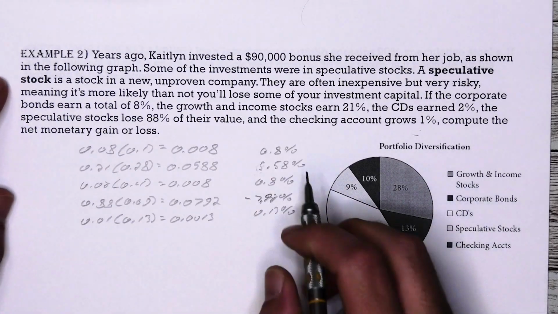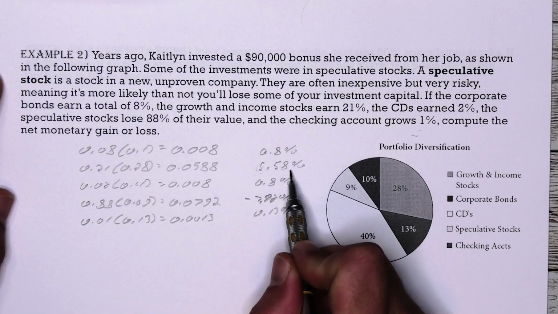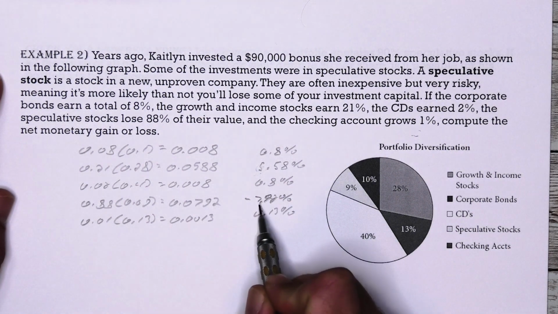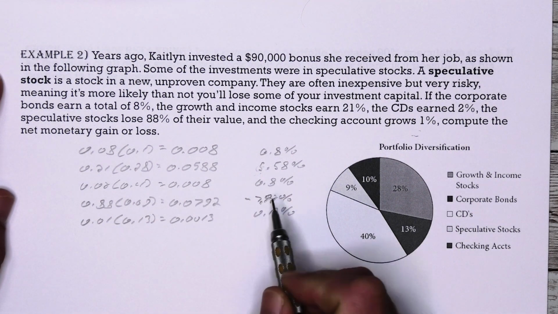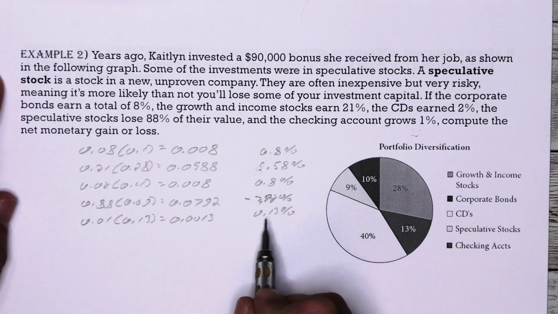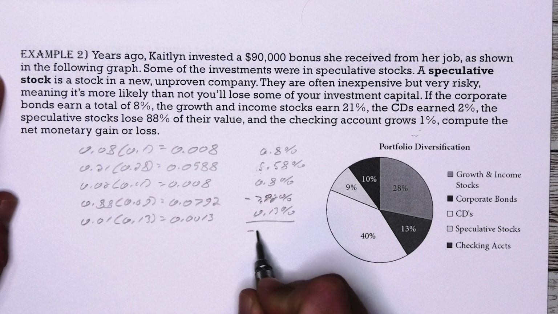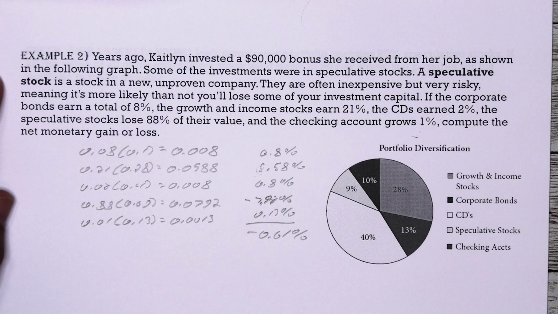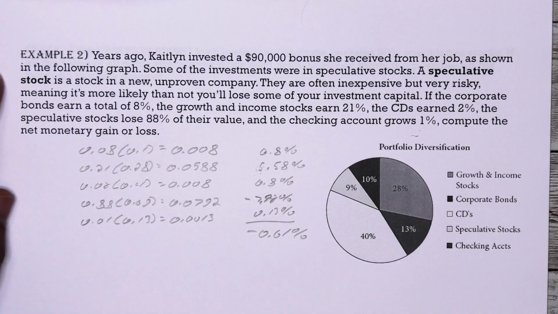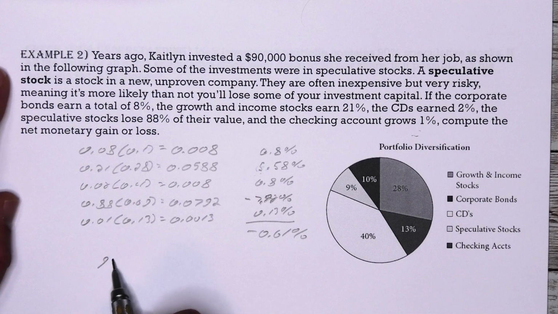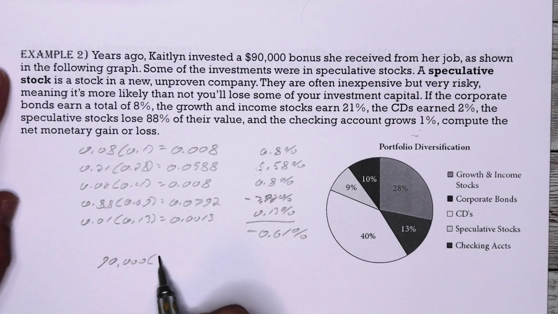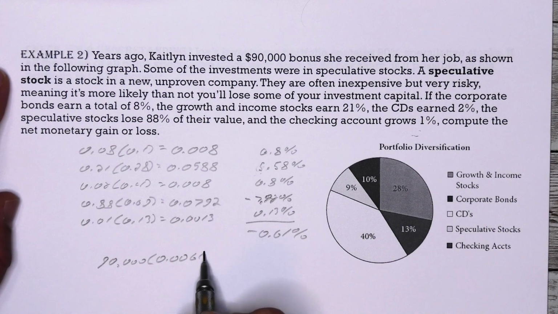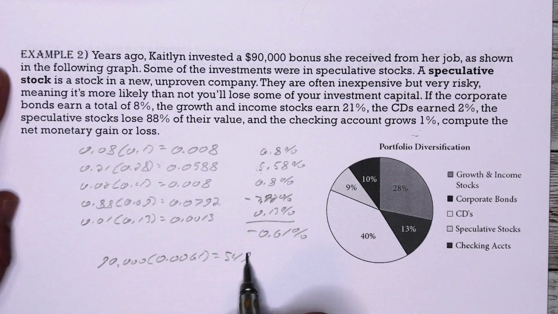So with the 0.8% gain, the 5.88% gain, the 0.8% gain, the 7.92% loss, and the 0.13% gain, we get a loss of 0.61%. The net loss for the portfolio was 0.61%, which is less than 1%. To find the money loss, take 0.61% of 90,000. So 90,000 times 0.0061, and we get 549.